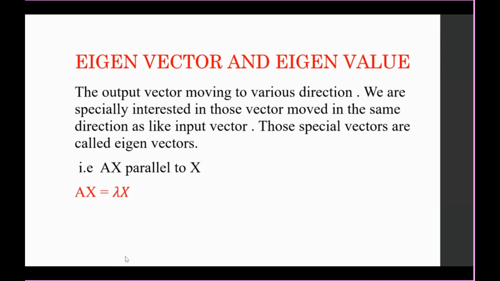We are specifically interested in vectors where the output vector is in the same direction as the input vector. That means the input vector as well as the output vector are moving in the same direction. Those input vectors are referred to as eigenvectors.